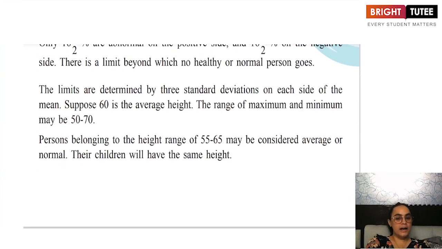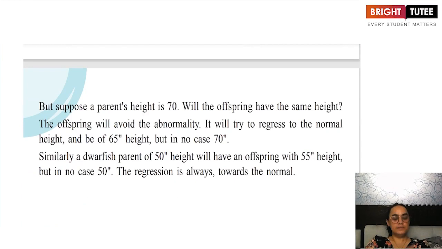Their children will have the same height. But if supposedly the height of the parent is 70, that is, it is touching the extreme side of the range, will the offspring also have the same height? Maybe, maybe not. The offspring may have the same height as the parent. The offspring may even try to regress, may even try to come back to the normal height, maybe 65 or 60, but not necessarily 70.